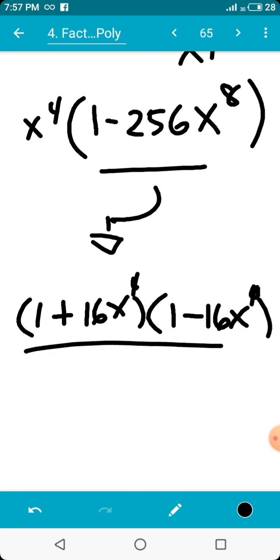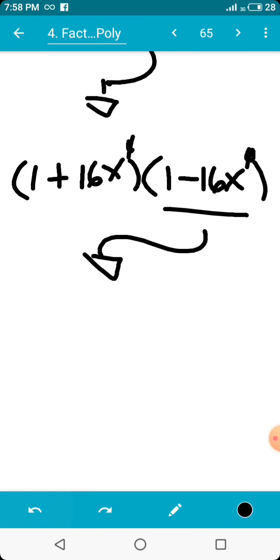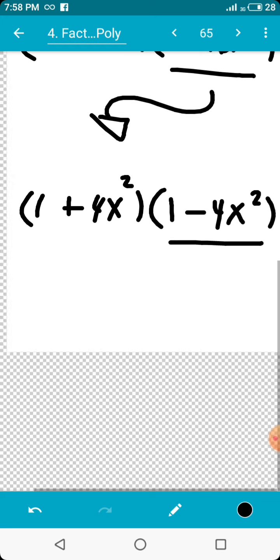So, dito, meron kang mapapansin na difference of 2 squares ulit. So, kunin ulit natin ang kanilang factors. So, yung square root ng 1 ay 1. Square root ng 16 ay 4. Square root ng x raised to 4 ay x squared. And then addition and subtraction. So, ito ay isa na naman siyang difference of 2 squares. So, kunin ulit natin ang kanyang factor.